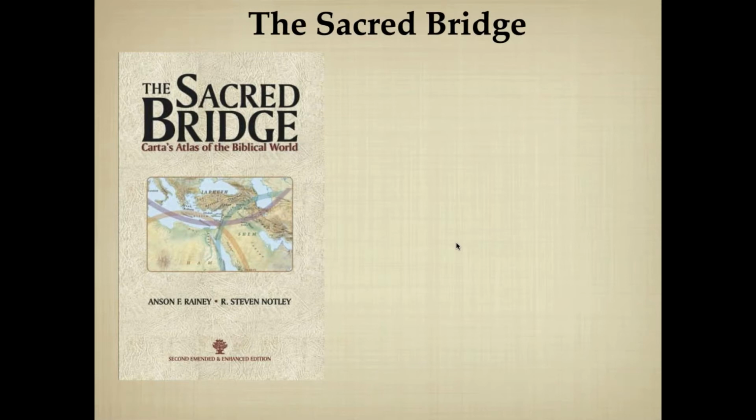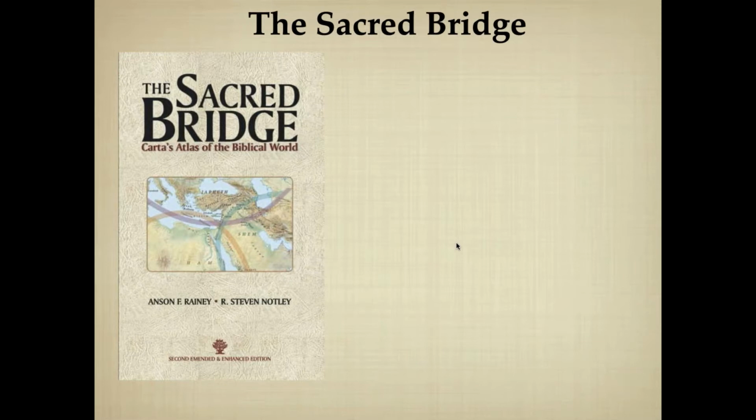And I cannot recommend any book more than The Sacred Bridge, published by Carta. Anson Rainey and Steve Notley were the authors. Anson Rainey has passed away recently, but both of them were Accordance users. This book is published by Carta, along with some other books from Carta, which are very, very good on the historical background of Israel.